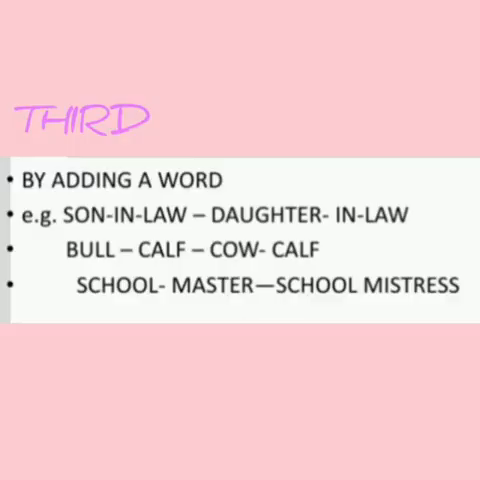Now, what is the third way? By adding a word. For example, son-in-law. It becomes daughter-in-law. Brother-in-law, sister-in-law. Bull calf, cow calf. Schoolmaster, schoolmistress. So, this is how the feminine gender is formed.